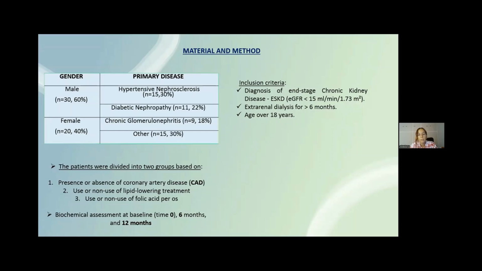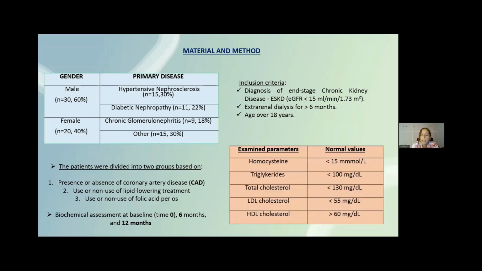So our patients were divided into 2 groups based on the presence or absence of coronary artery disease, the use or not of lipid-lowering treatment, and folic acid per os. The biochemical assessment was at baseline, at 6 and 12 months, and the examined parameters were homocysteine, triglycerides, total cholesterol, LDL, and HDL cholesterol.